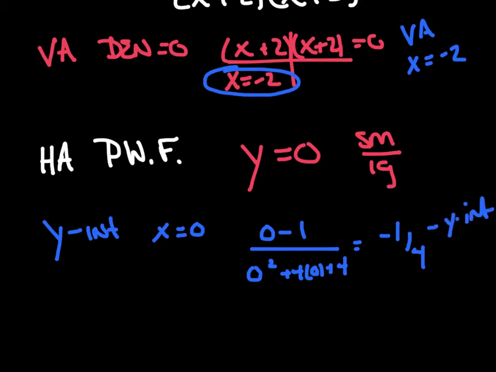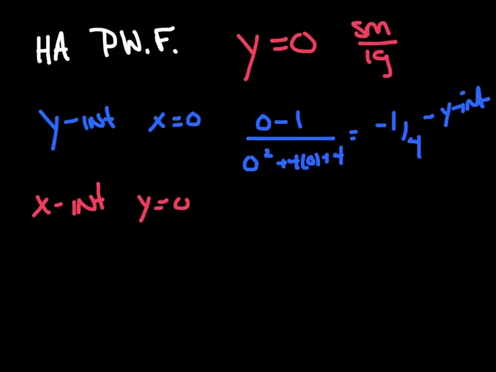All right, so now we'll go get the x-intercept. This time I'm plugging 0 into y. Notice it's the opposite letter. Okay, so this time I'm saying 0 equals x minus 1 all over x squared plus 4x plus 4.